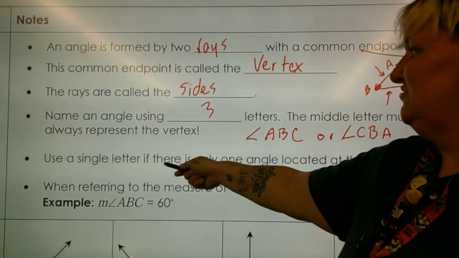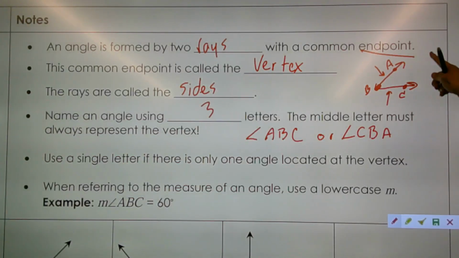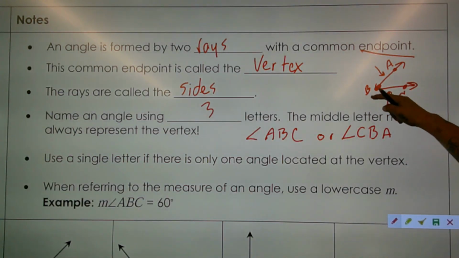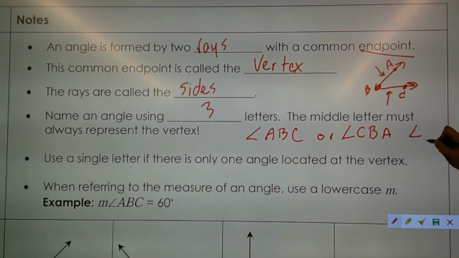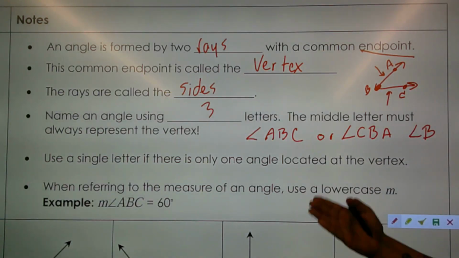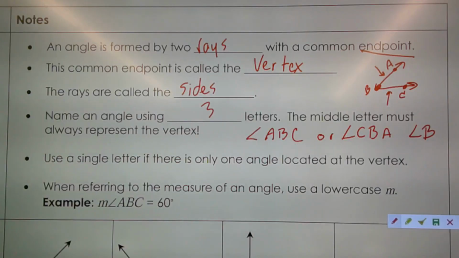You can only use a single letter if there is only one angle. There is only one angle here, so you could also call it angle B. But if it has more than one angle, you can't use a single letter. You need to use the three letters so we know which angle you're talking about.